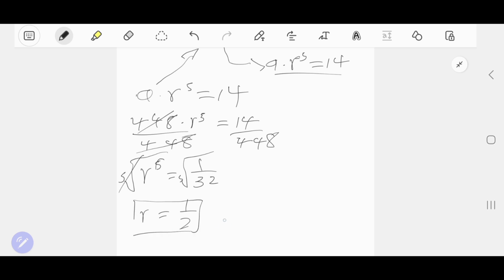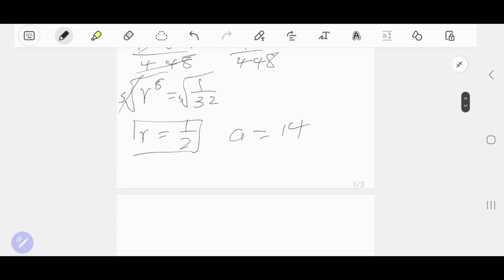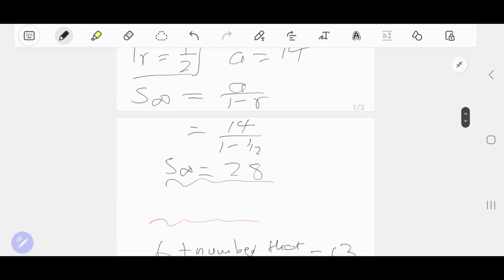So remember, now we have our r, and then we were given that our a is 14. So this means we have every information we need to calculate our sum to infinity. Then your S to infinity is given by a divided by 1 minus r, and then this is going to be 14 divided by 1 minus, then your r is your half, people. Can you see that? So 1 minus 0.5. Then our sum to infinity is 28. So this is our answer.